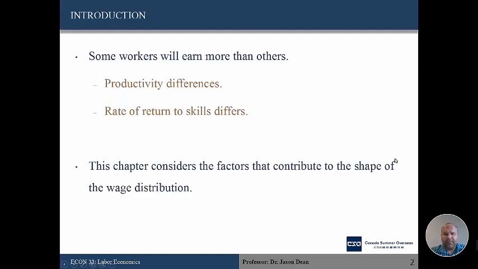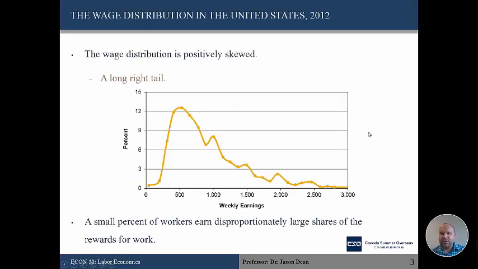So today we're going to look at the distribution of wages. Of course some workers will earn more than others, and there are reasons for that. There are productivity differences, there are differences in the returns to skills, and we also learn about compensating wage differentials as well. The point of this chapter is to look at the factors that contribute to the shape of the overall wage distribution, which we can see here.